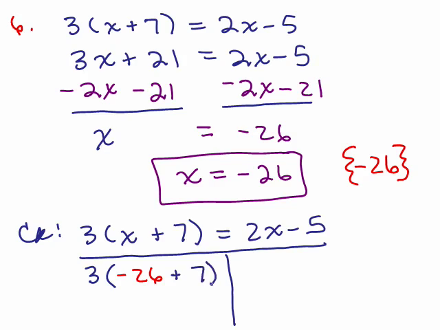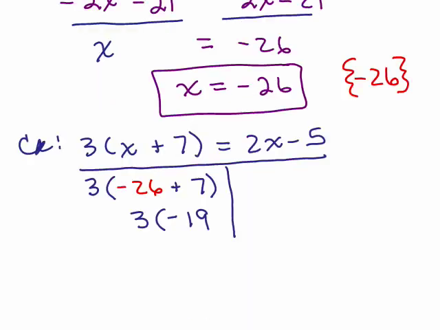All right, so if I put in negative 26, I get 3 times negative 26 plus 7. You're adding a negative and a positive, more negatives, and 26 minus 7 is 19. So we're going to need a little bit more space here. So then I have 3 times negative 19, positive times negative is negative, and 3 times 19 is 57.